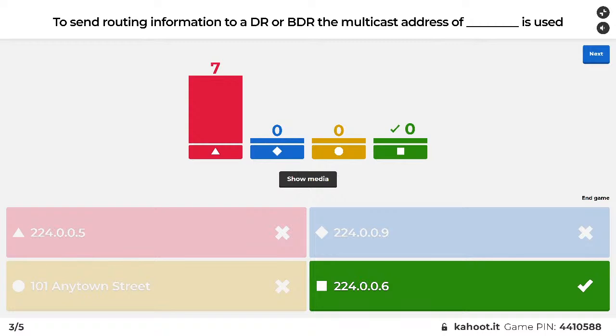To send routing information to a DR or BDR, the multicast address of... I don't know why I thought it was 224.5. Interesting. But it's 224.6. You know what? I think I put the wrong answer on this. This is actually 224.5. I think I tried to shuffle the answers and that's what happened. That's my mess up. It's actually 224.5. I don't know why the answer is 224.6 here. So it says y'all all got it correct. I mean, all got it wrong, but y'all really all got it right. I'm sorry about that, y'all.